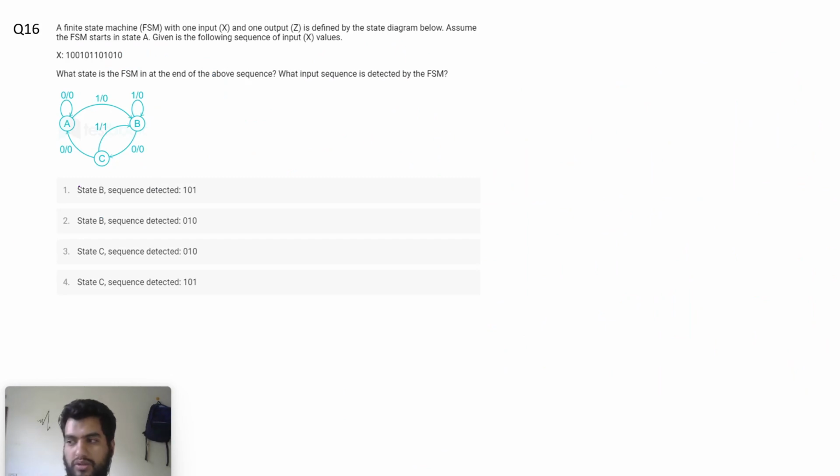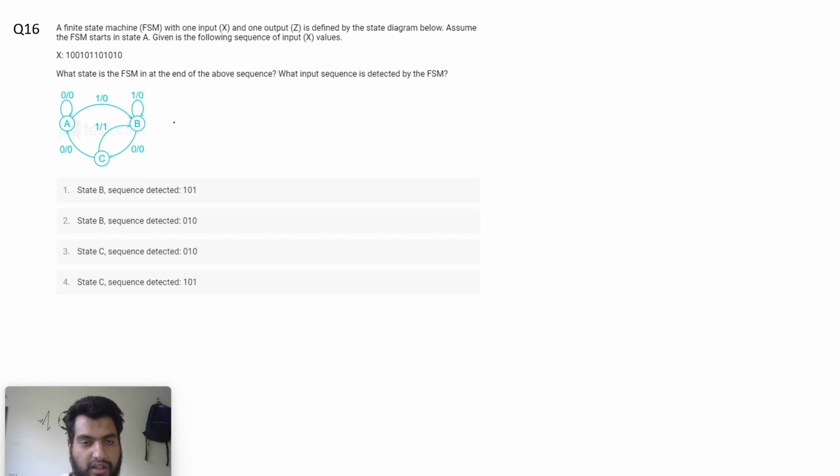Now over to the last question of today's lecture. It says that a finite state machine with one input x and one output z is defined by the state diagram below. Assume that the finite state machine starts in state A, and given the following sequence of input x values, what state is the FSM in at the end of the sequence? What input sequence is detected by the FSM? So we need to find out, based on the input sequence, what state I am in, and what sequence is detected by the FSM.